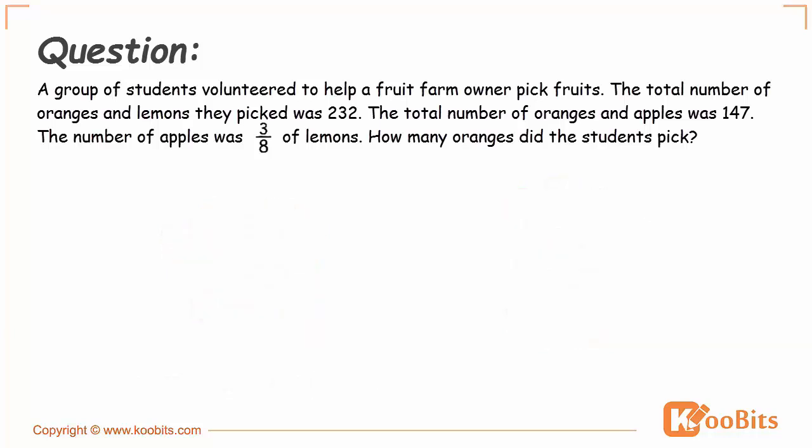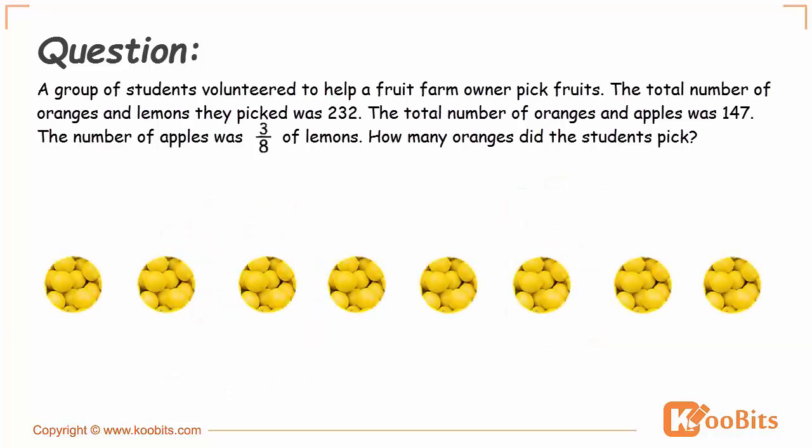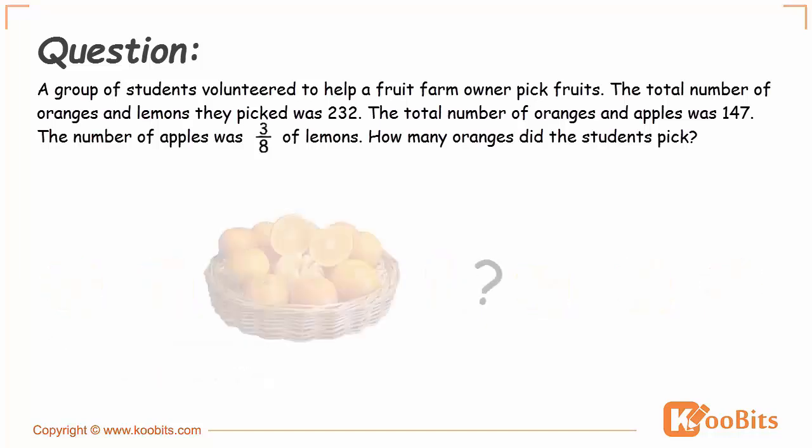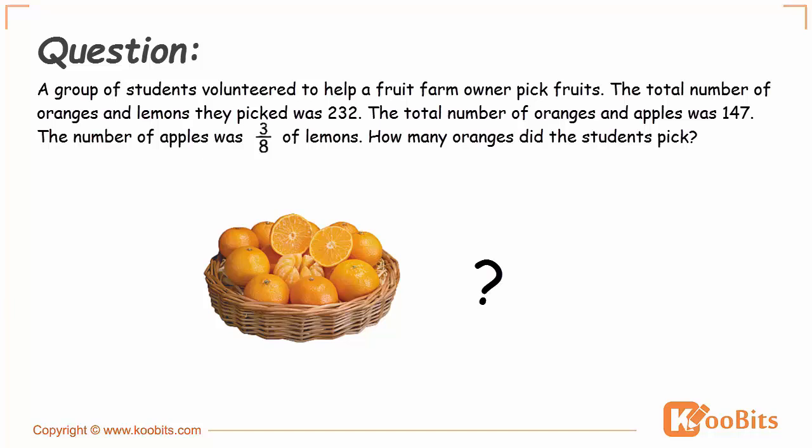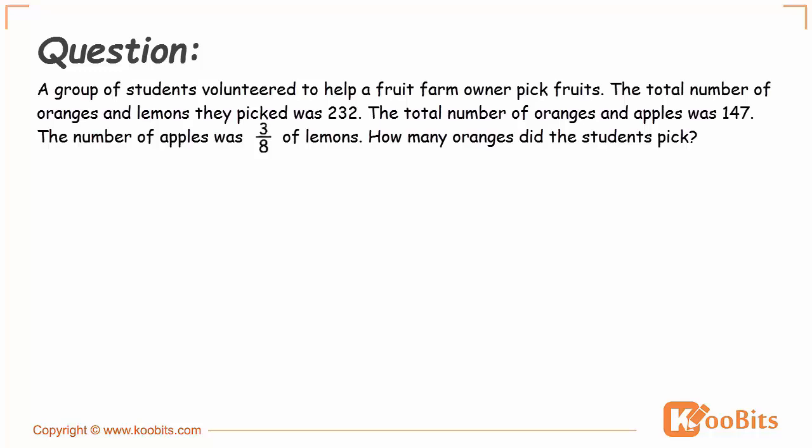If we were to divide the lemons into 8 equal groups, the number of apples would be equal to 3 groups. The question asks us to find the number of oranges that were picked. All right, now that we've understood the question, let's move on to solve this word problem.